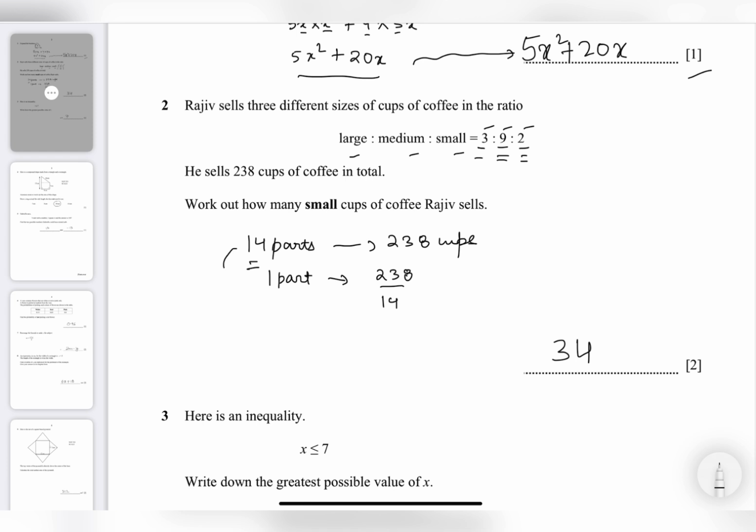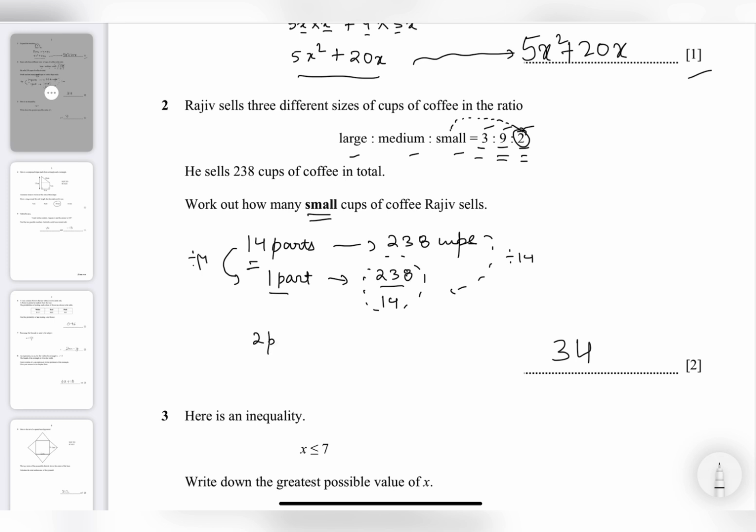How can I make 14 one? By dividing it by 14. So we have to divide this side also by 14 because they are in proportion, right? Now listen very carefully. In the question, we have to work out how many small cups. So one part equals this much. How many parts are there in the small cup? Shout with me. It is two. Yes or no? So for one part is this much.